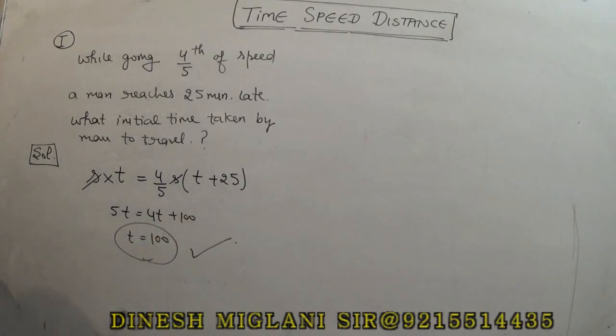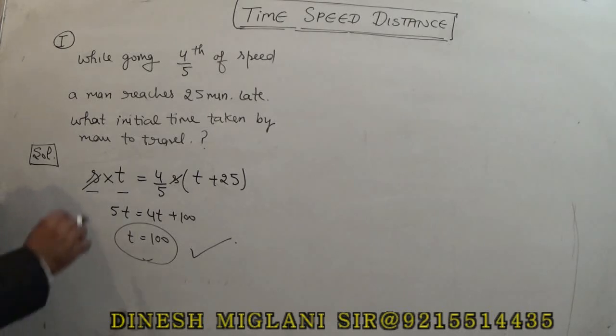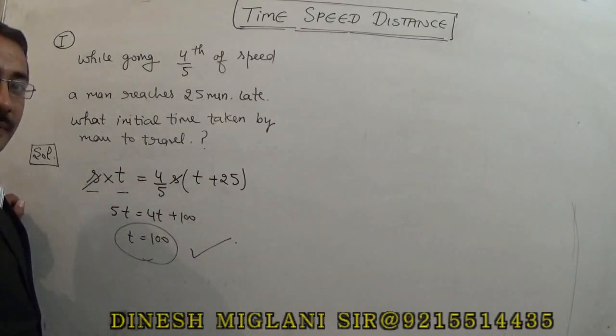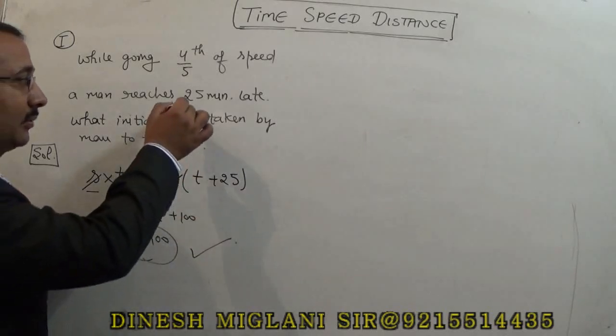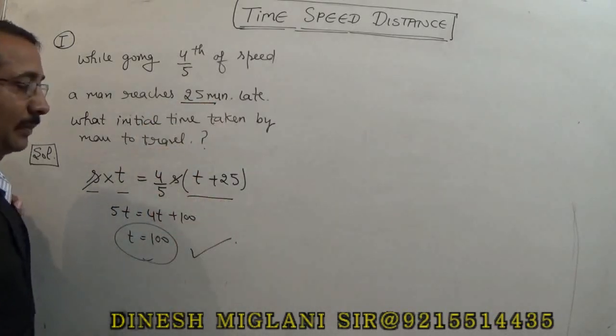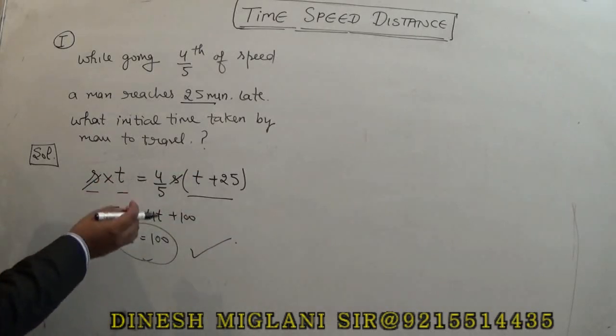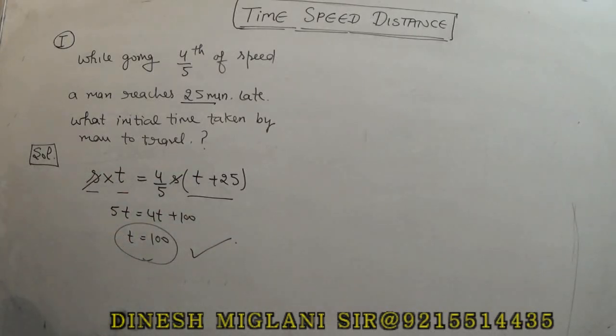Pay attention again to what I have done. Suppose the speed of the person is s and time taken is t. S into t is equal to the distance travelled. Now if he goes at 4 by 5th of the speed, and he is 25 minutes late, the time taken by the person would be t plus 25. Now it's a very simple equation. I have to solve it and find the value of t. Right? This is our first approach.